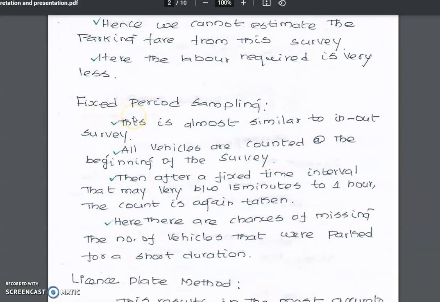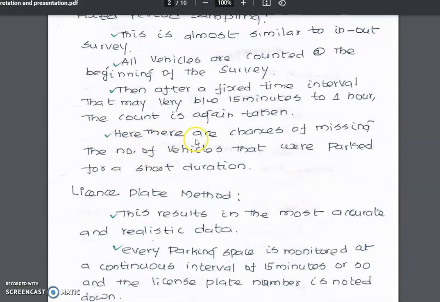Now we are moving to the next method, the fixed period sampling. This is almost similar to the in and out survey. All vehicles are counted at the beginning of the survey. Then after a fixed time interval that may vary between 15 minutes to 1 hour, the count is again taken. So what is the drawback? Here there is a chance of missing the vehicles that were parked for a short duration.